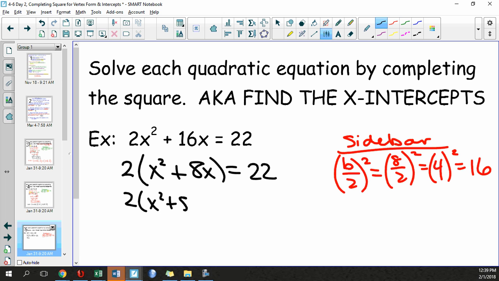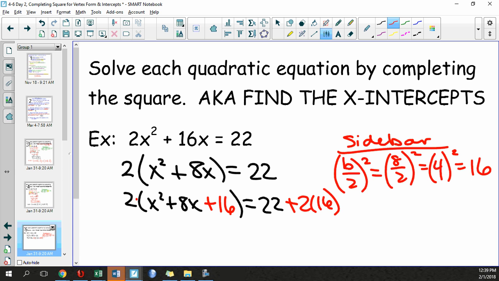So with that thought process, what did I actually add on the left-hand side? Why did I add 32? Okay, be very careful. The 16 is inside the parentheses, and this 2 is attached to it by multiplication. So I didn't just add 16. I added 2 times 16. Do we all understand that?